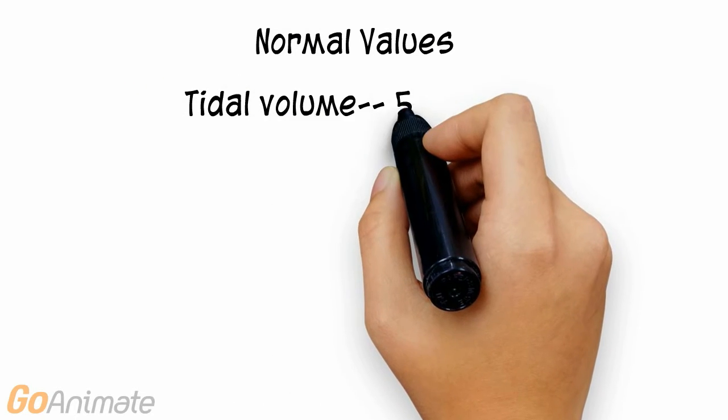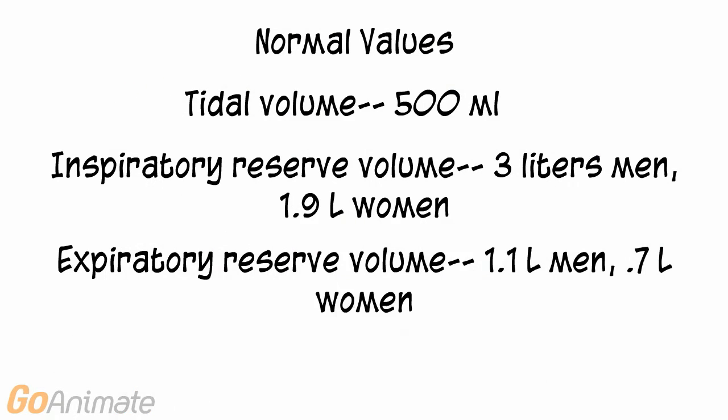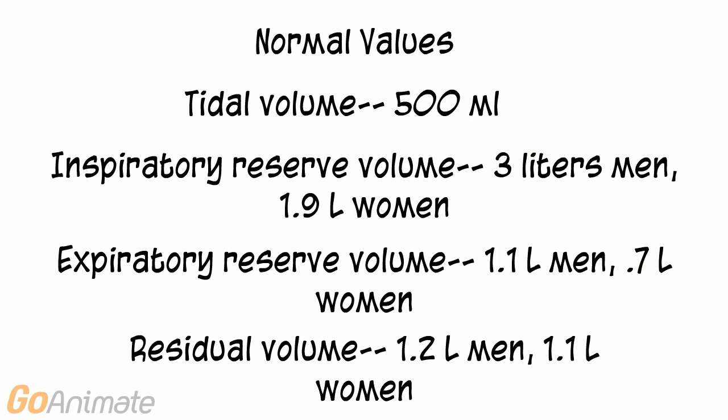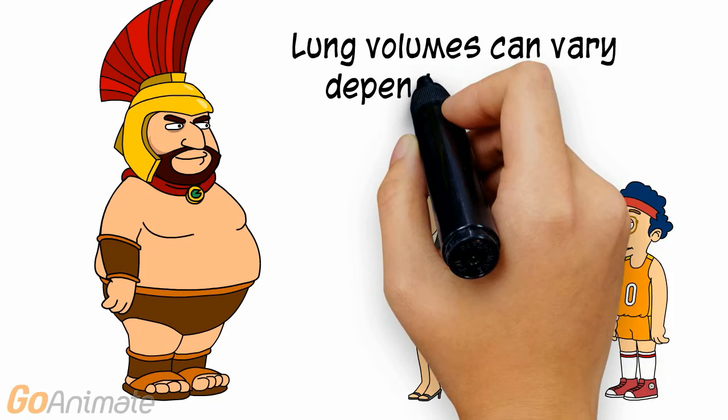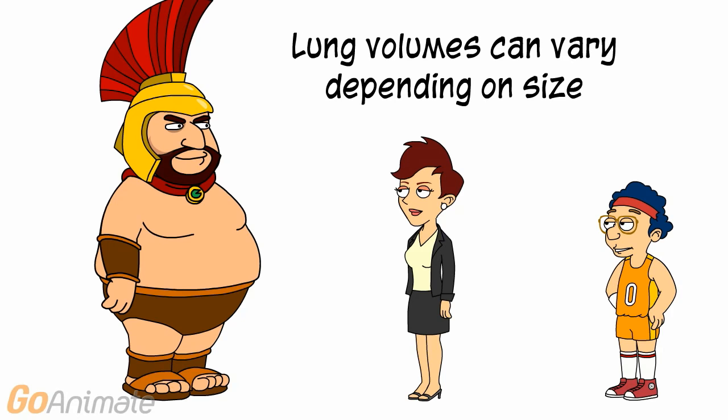Here are the normal volume values. Tidal volume is around 500 milliliters. Inspiratory reserve volume is about 3 liters in men and 1.9 liters in women. Expiratory reserve volume is about 1.1 liters in men and about 0.7 liters in women. Residual volume is about 1.2 liters in men and 1.1 liters in women. Lung volumes depend on the size of the thoracic cavity and lungs and can vary according to size.